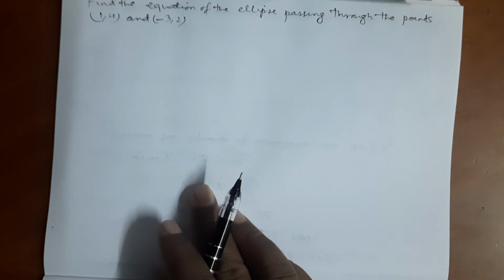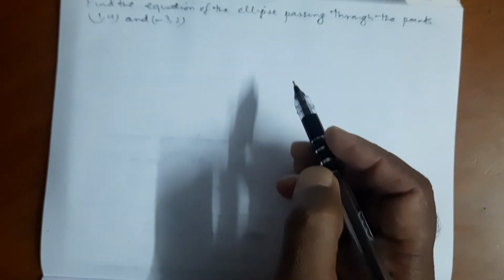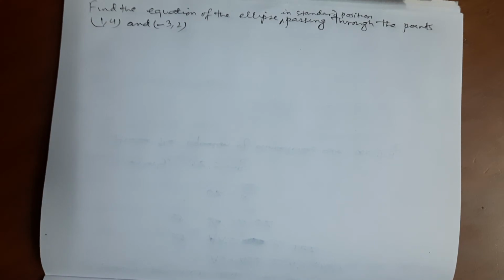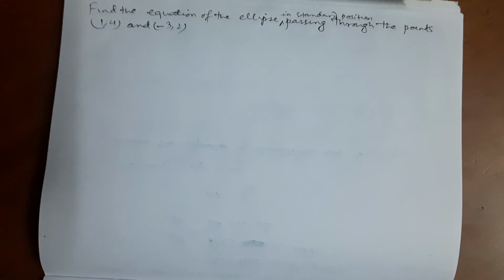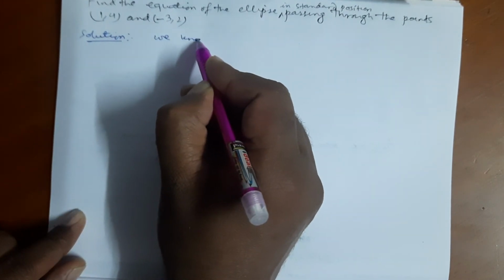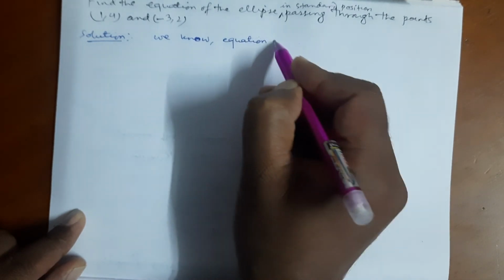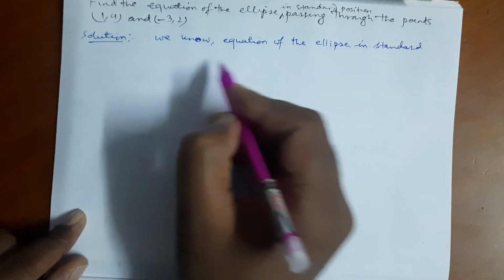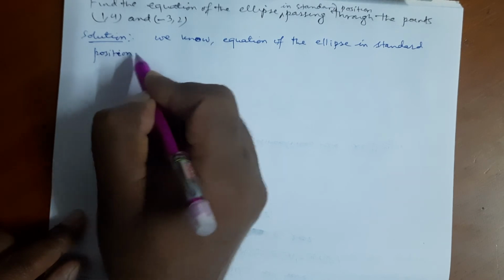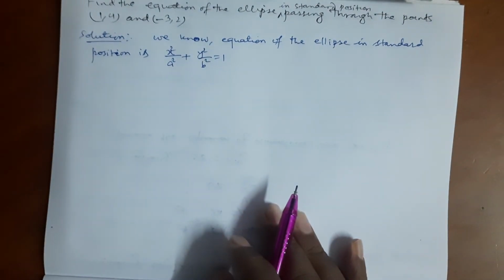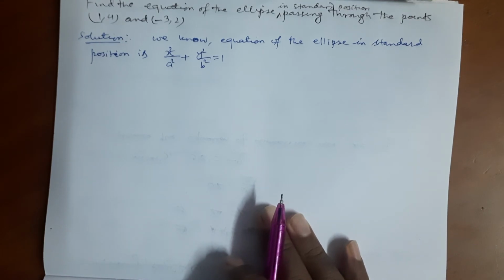Find the equation of the ellipse passing through the points 1, 4 and -3, 2. And here also we have to find the equation of the ellipse in standard position. Okay, look at the solution to this question. We know equation of the ellipse in standard position is x square over a square plus y square over b square equals to 1. Okay, this is the equation of the ellipse in standard position.